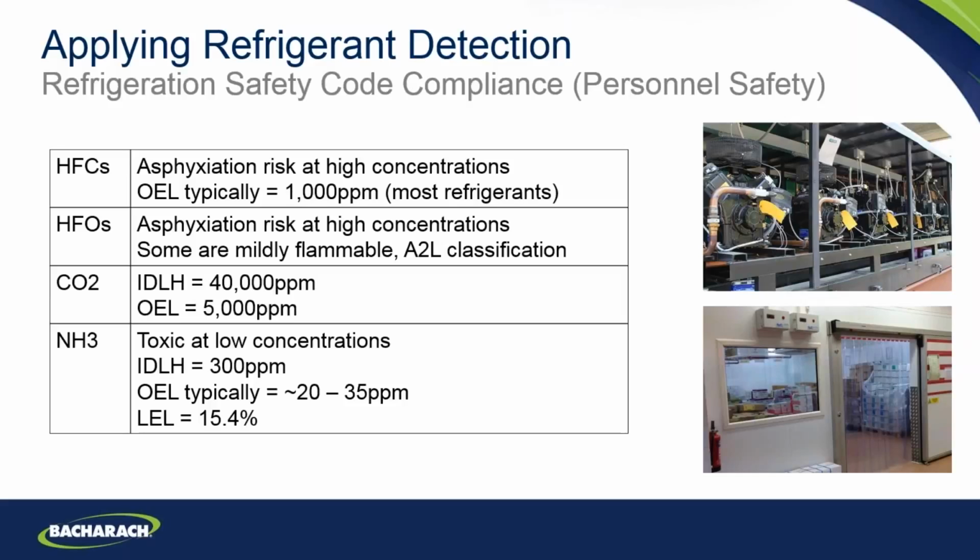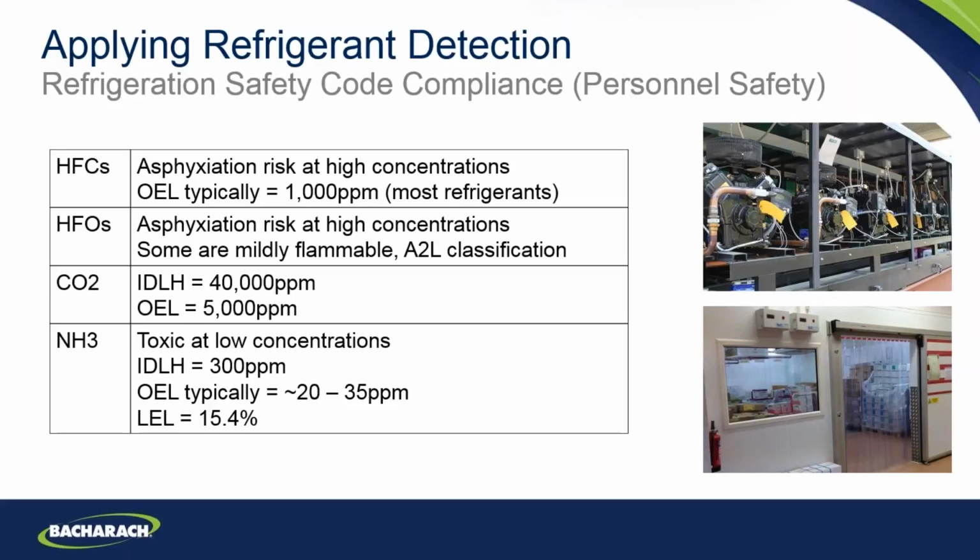HFOs also pose an asphyxiation risk at higher concentrations, and some of these are also mildly flammable with an A2L safety classification. CO2 poses some different challenges. It has an occupational exposure limit of 5,000 parts per million, but there is immediate danger to life or health from CO2 at 40,000 parts per million. That is a level that in a relatively confined space, such as a walk-in cold room, can be achieved fairly quickly if there is a substantial leak of CO2 under fairly high pressure.